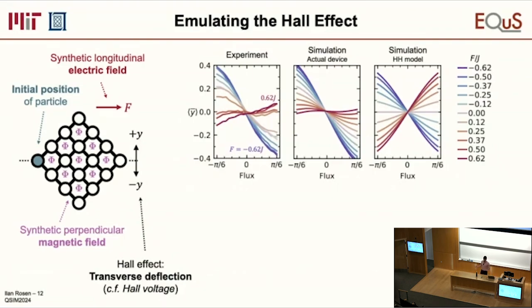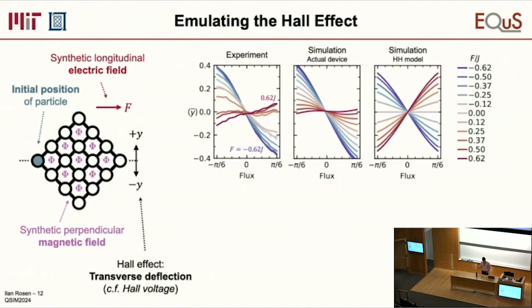What I'm showing you here is the time averaged transverse coordinate of the particle. So this is just kind of one metric to show you how far the particle goes up or down. And I'm showing you a whole bunch of different magnetic fields and electric fields. And you see there's this very beautiful symmetry where the sign of the deflection depends on both the sign of the electric and the sign of the magnetic field.